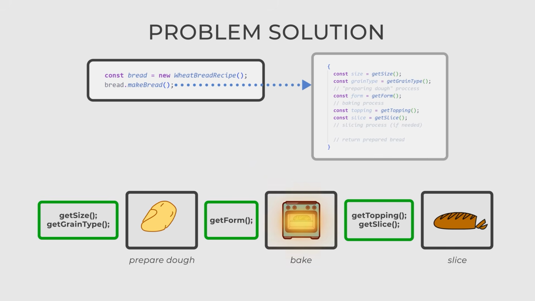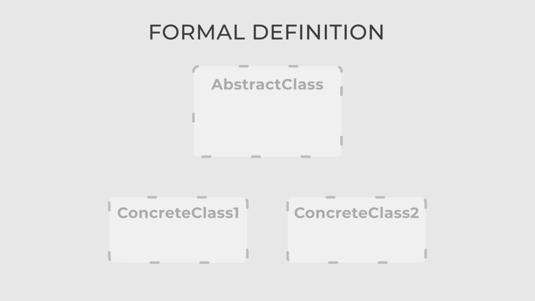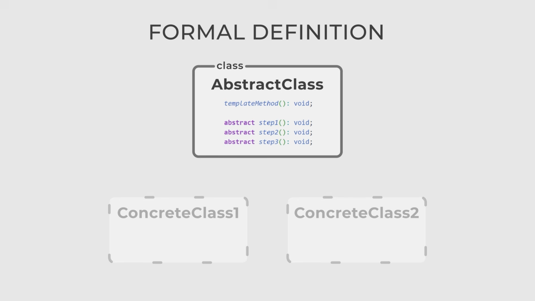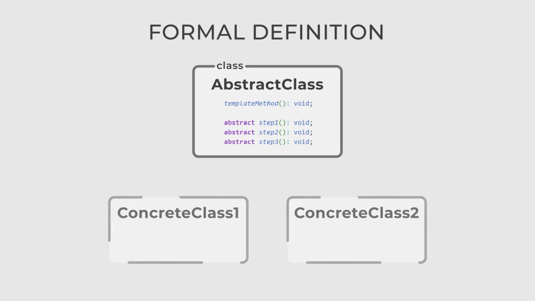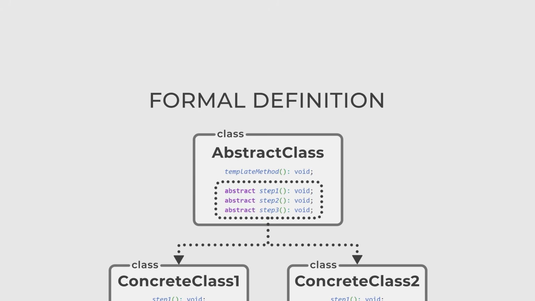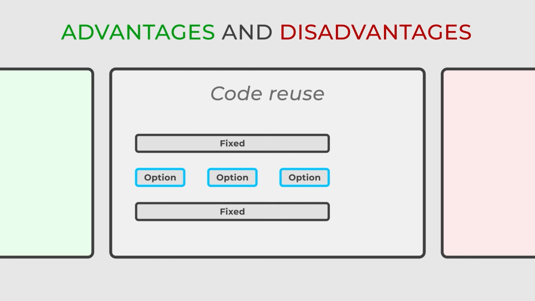in the subclass. There are only two actors in this design pattern: abstract class and concrete class. The first one is the base class that defines the template method and outlines the algorithm structure. It may also provide default implementations for some steps. The concrete class is a subclass of the abstract class that provides concrete implementations for the steps defined in the template method. One of the key benefits of this pattern is code reuse.